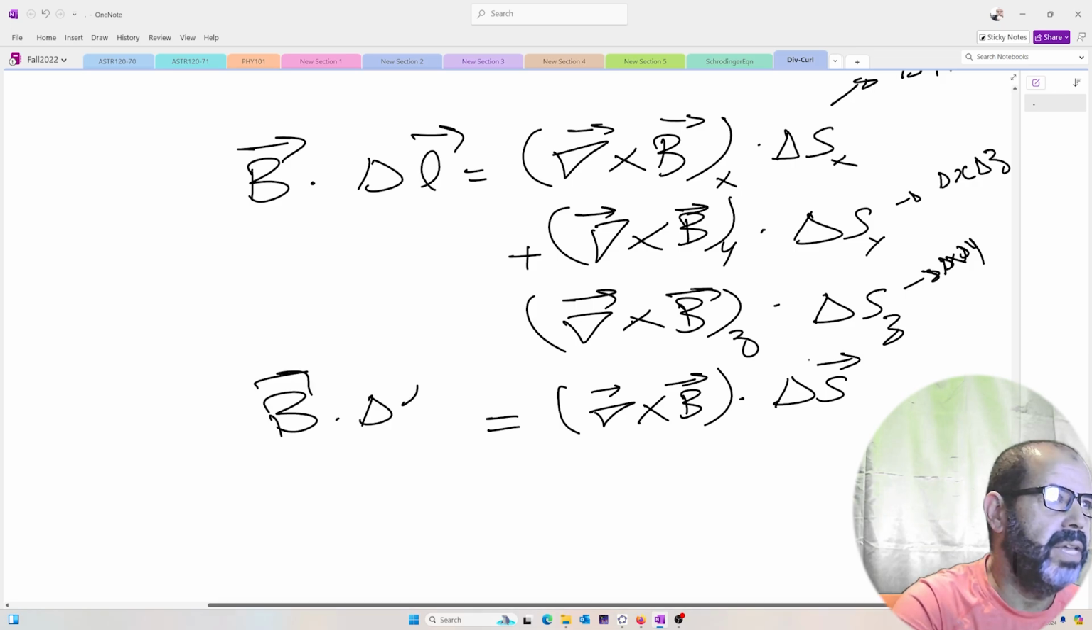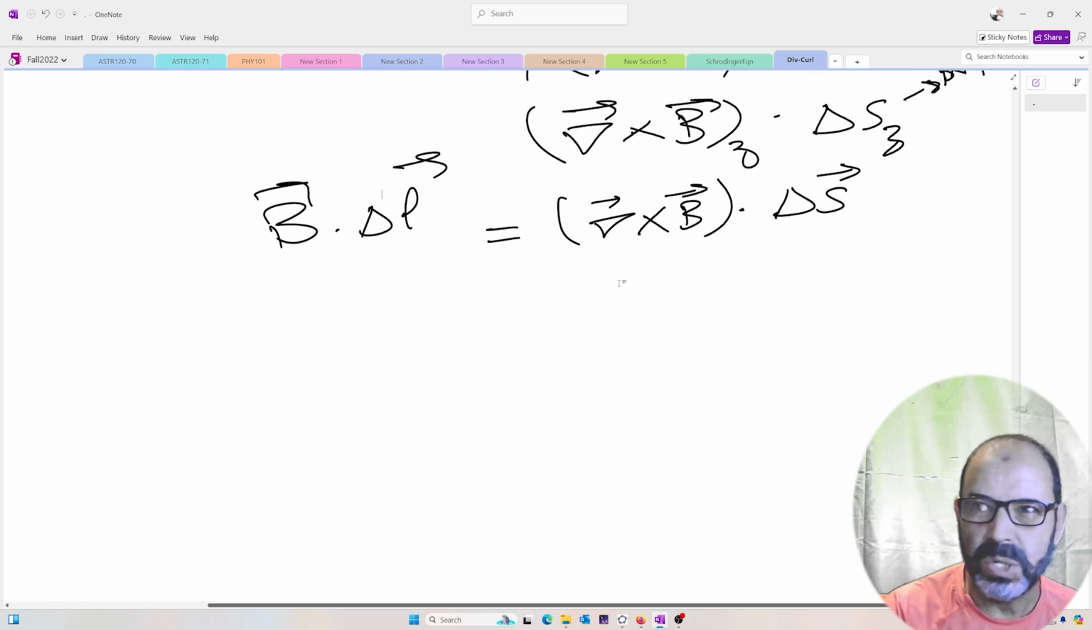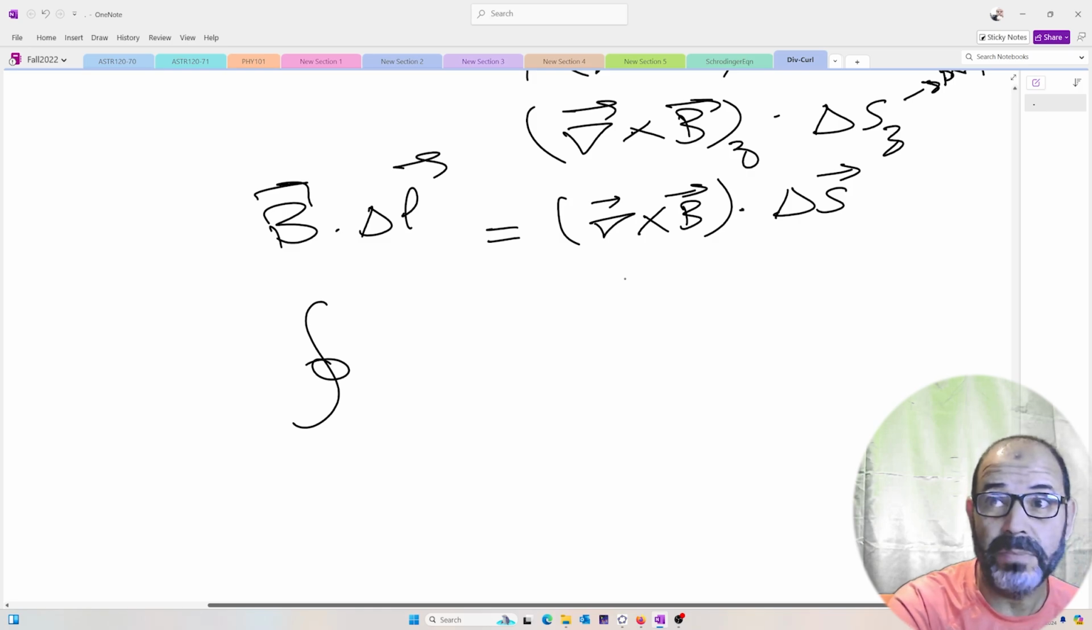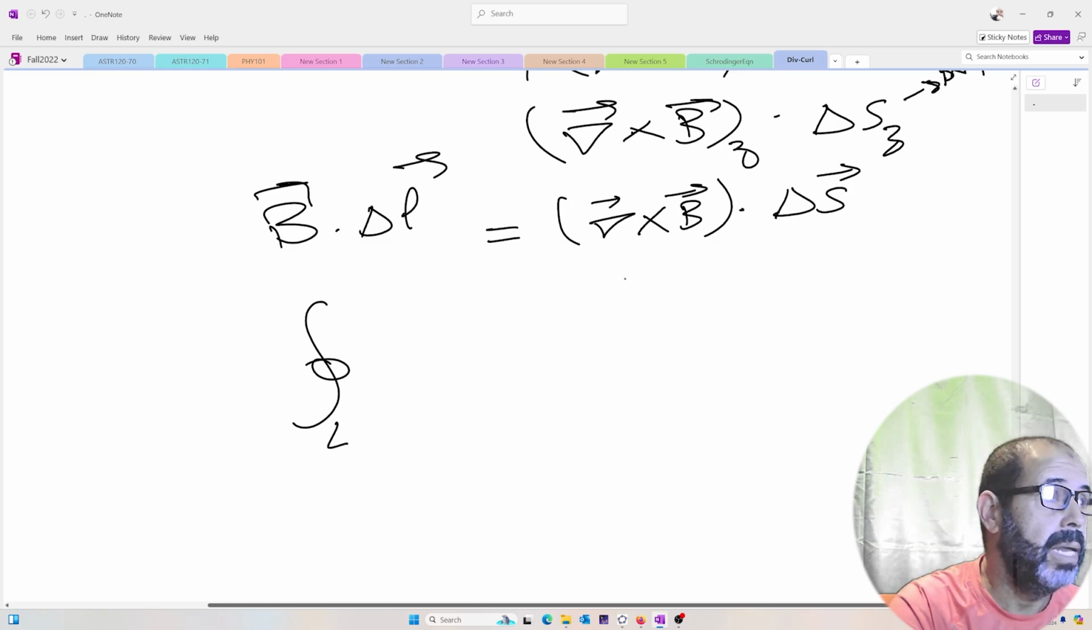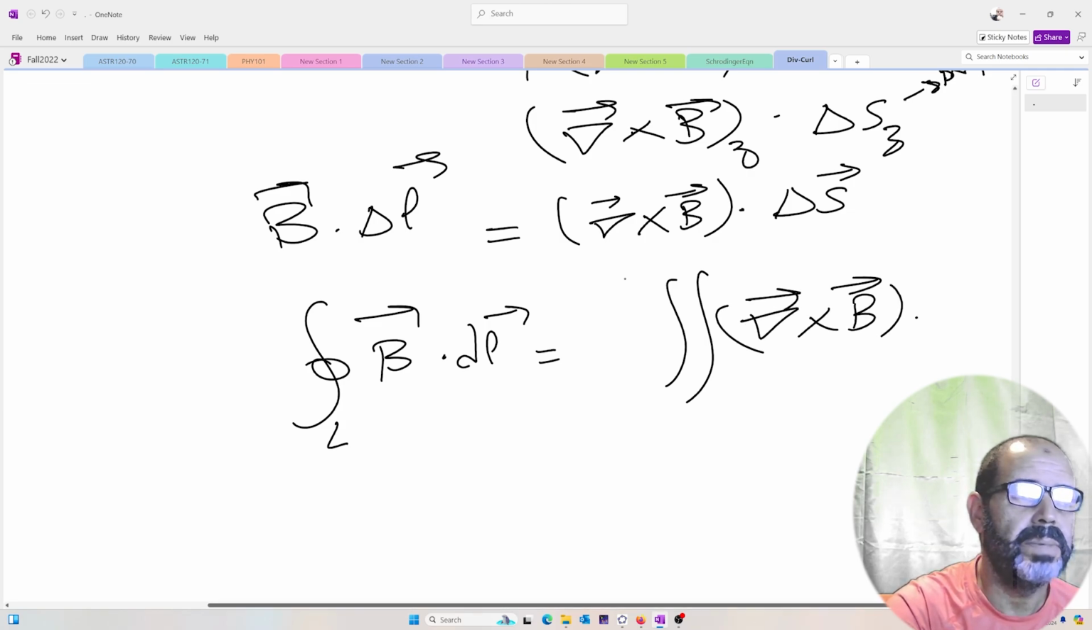And this path integral, after I take the limits when delta x, delta y, delta z equal to 0, and sum through all of these quantities, I'm going to end up with a path integral through that closed path, by the way, L, and the integral of B dot dL is the same thing as the surface integral enclosed by that, the curl of the vector B, dS, okay?